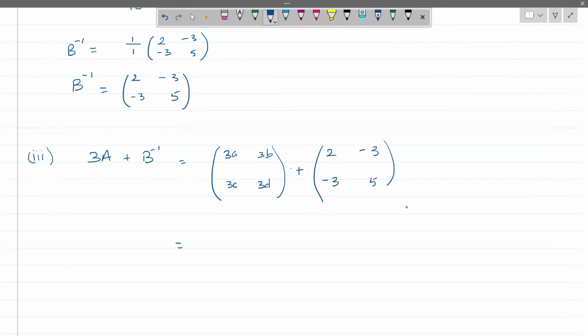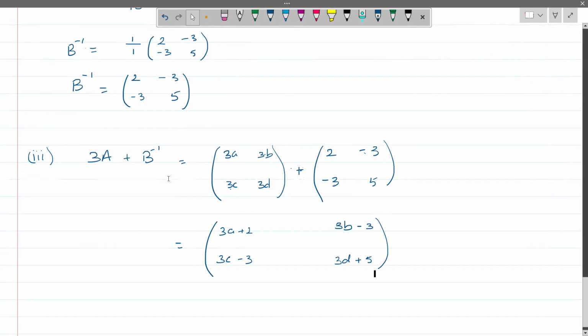So 3a plus 2 is going to go here. 3b plus negative 3 would be in this location here. Plus negative 3 will give me overall negative, right? And then 3c plus negative 3 will give me 3c minus 3. And then 3d plus 5. So this is the matrix 3A plus B inverse.